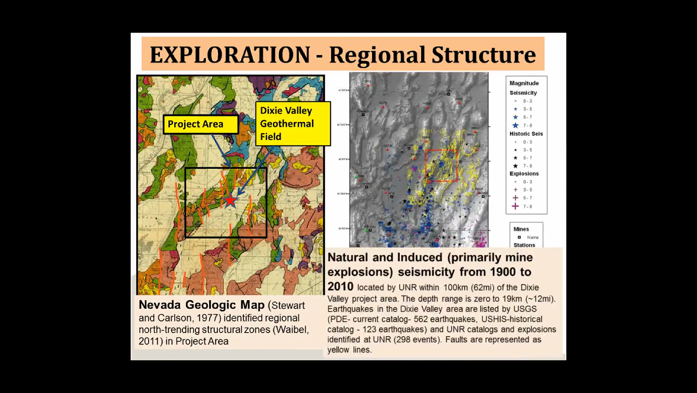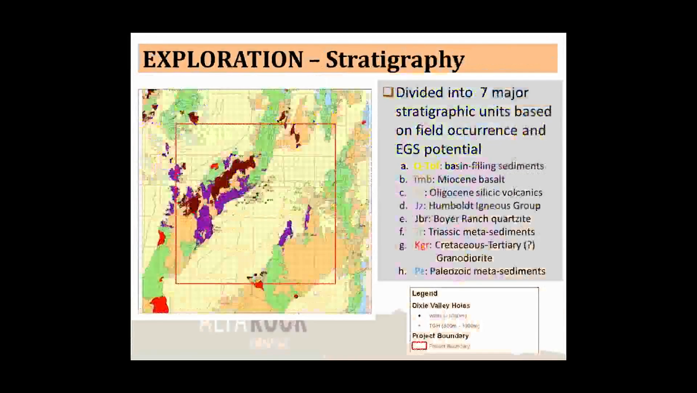We looked at the induced seismicity data for the last 100 years or so, and we found that there was a major induced seismicity structural trend right here, which corresponds with these geological map faults right here. That gave some additional corroboration to our concept that the north-south structures played an important role in the geothermal system here in Dixie Valley.